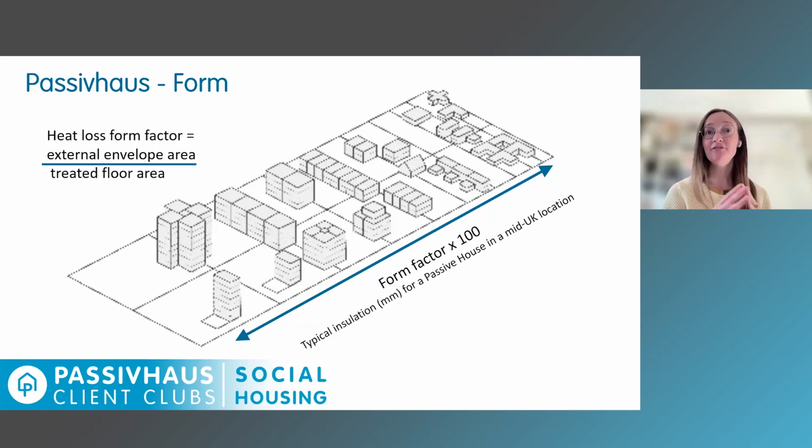Interestingly, if you take the form factor number and multiply it by 100, it pretty much gives you how many millimeters of insulation your building is going to need for, say, a Passivhaus in a mid-UK location. There are obviously variations, but at the very large Passivhaus scale, you might be down to as little as 70 mil of insulation, while for the buildings with the worst form factor, your bungalows and things, you might need as much as 450 mil.